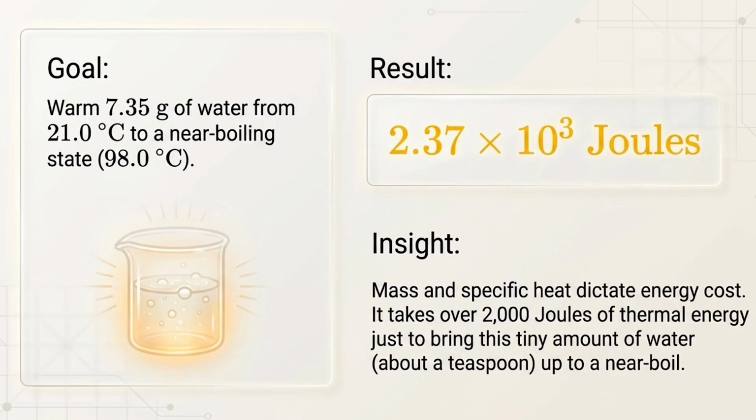To wrap up this explainer, let's think about what we just discovered. It takes over 2,000 joules of pure thermal energy just to bring a tiny amount of water, literally about a teaspoon and a half, up to a near boiling state. Water is just incredibly stubborn when it comes to changing its temperature. But I want to leave you with a provocative thought. Knowing what you now know about thermal personalities, what would happen to that massive energy requirement if we tried heating up something with a much lower specific heat capacity than water? Would it take more energy or less? Keep that in mind the next time you turn on the stove.